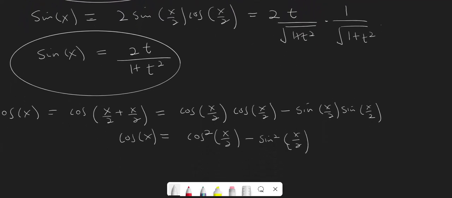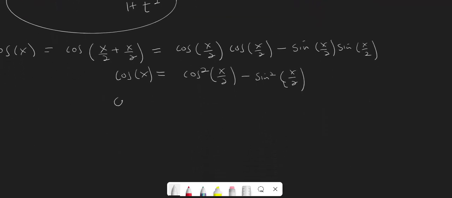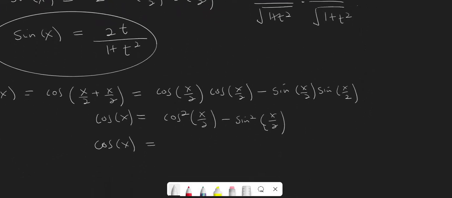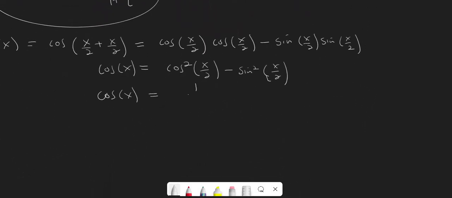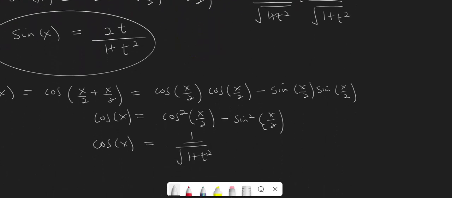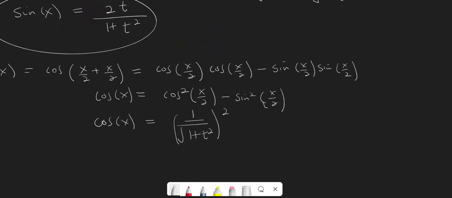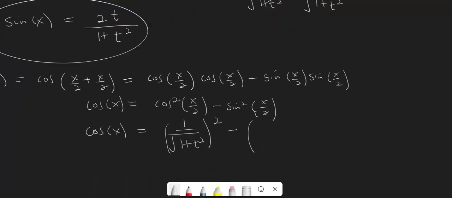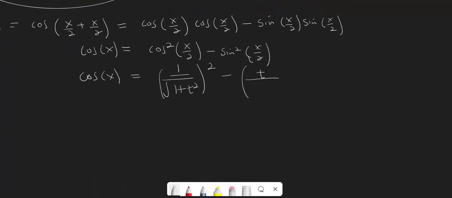So let's plug them into our formula for cosine x. That is cosine squared x over 2, which is 1 over the square root of 1 plus t squared, squared, minus sine squared x over 2. Sine x over 2 is t over the square root of 1 plus t squared, squared.